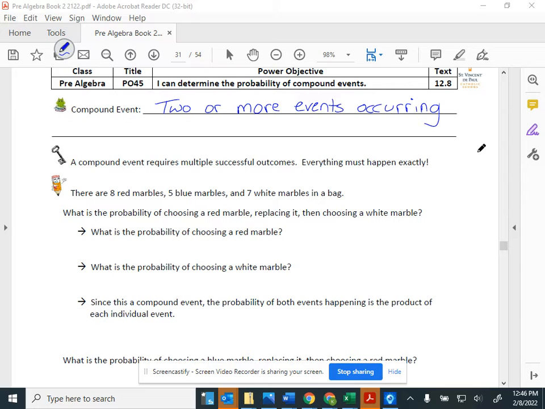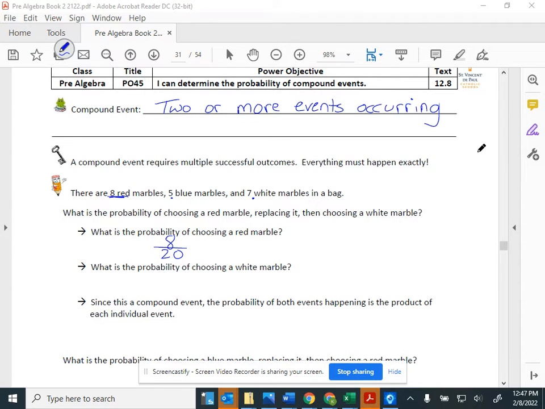Yeah. So what would be the probability of choosing a red marble? How many marbles are there altogether? If we add 8 red plus 5 blue plus 7 white, there are 20 marbles altogether. What is the probability of choosing a red marble? Izzy? There are 8 red marbles, so it would be 8/20ths. Or if we simplify it, it would be 2/5.